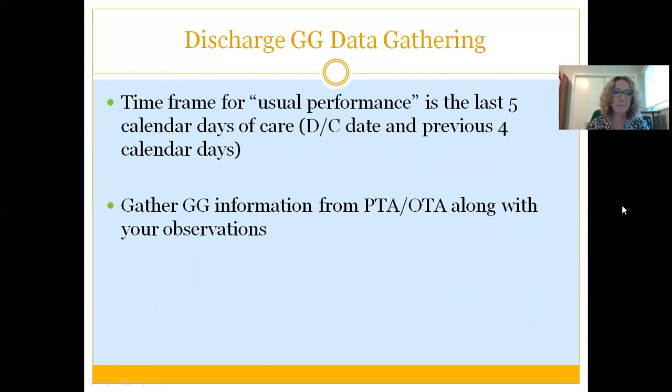It only makes sense. The time frame, as I said before, for the usual performance upon discharge is the last 5 calendar days. So you can look at the GG data in the assistant notes, look at the OTA notes, look at the PTA notes to gather information about self-care and mobility, so you can do a good job of scoring Section GG information.